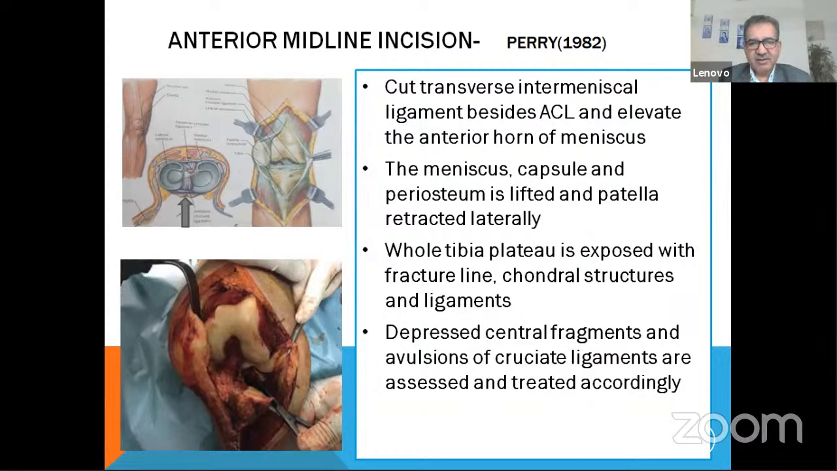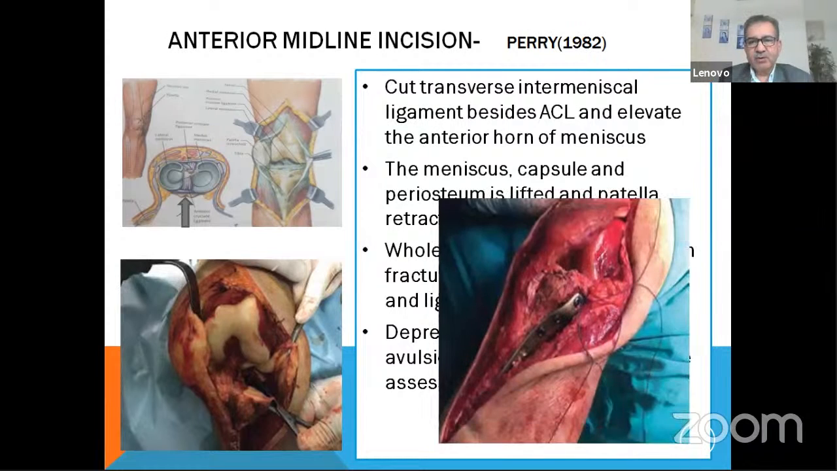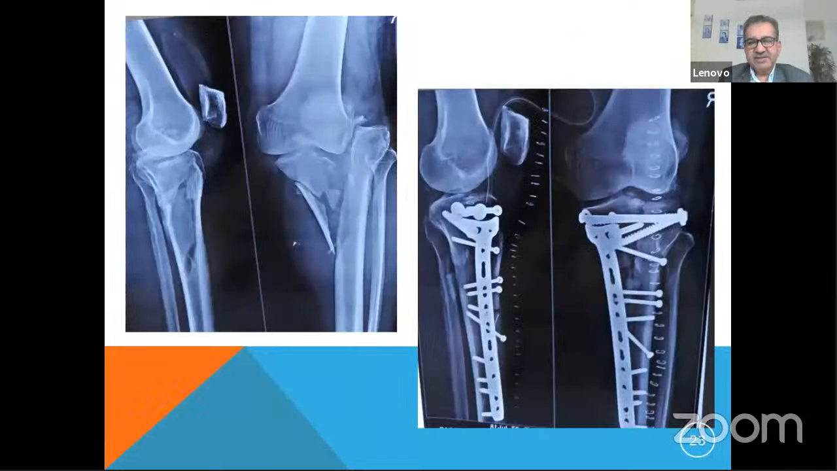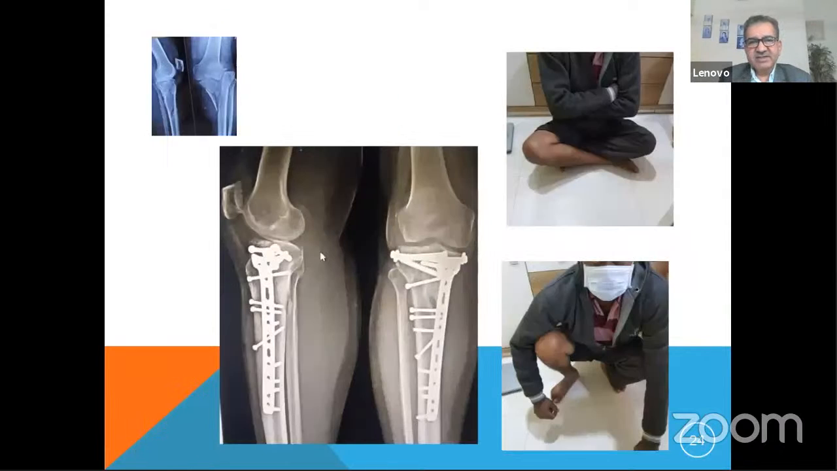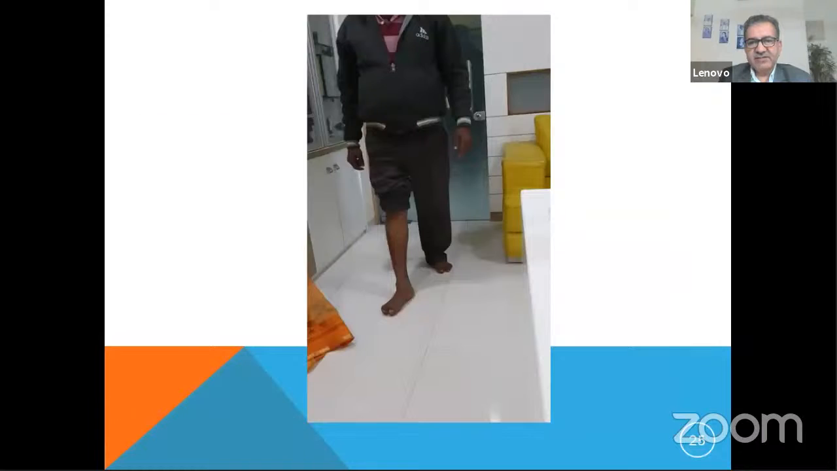And after 90 degrees of flexion, you get the whole exposure of the tibial plateau. You can see the chondral structures, the ligament, the depressed fragments, the eversion fracture, and accordingly you can treat that. Another approach now described is the medial epicondyle osteotomy, but you don't get this exposure in that approach. And then you can close the wound. Through this approach, you can see how beautifully the central depression has been reduced. You get a beautiful healing of the wound. That's the final result, and that's the video.